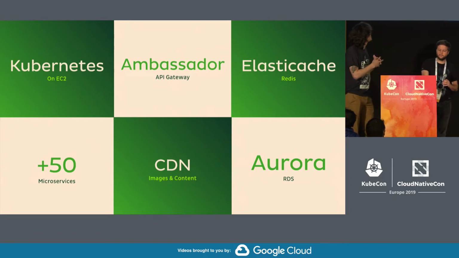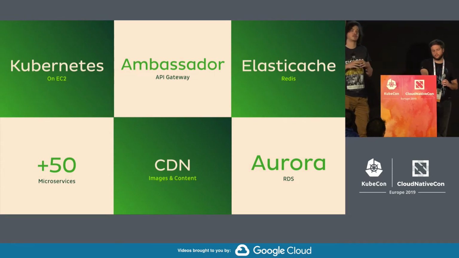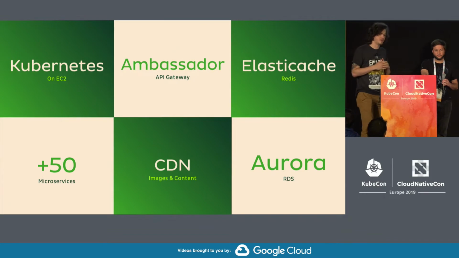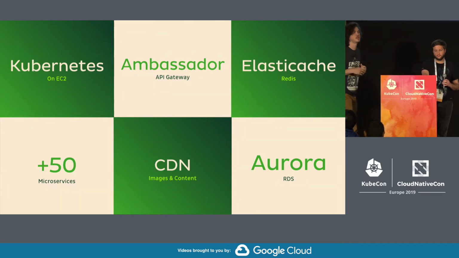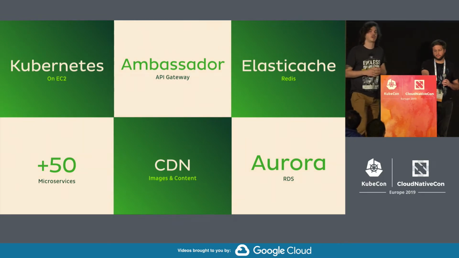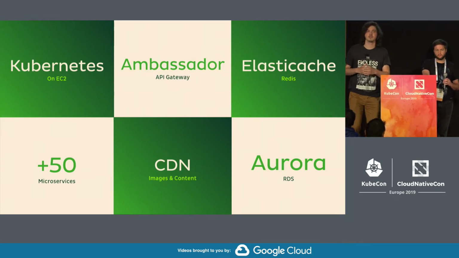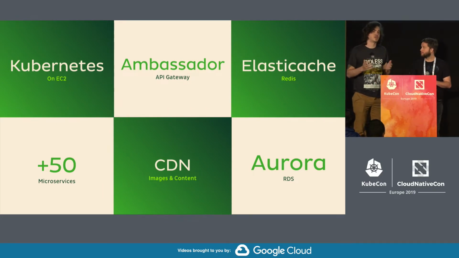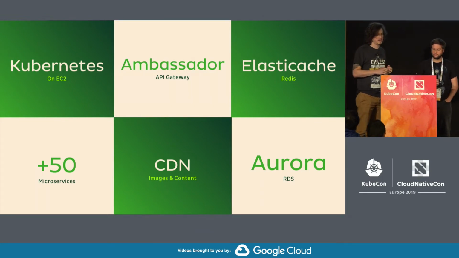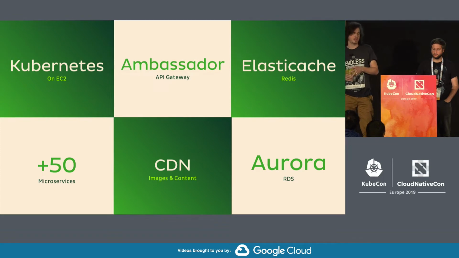Now we'll give a quick overview of our environment to make more sense when we start talking about the migration. We run Kubernetes over EC2 instances. We are running today over kops, but we are also trying EKS. We have more than 50 microservices in production. It's a small engineering team, around 30 to 40 engineers, and we have applications written mainly in Golang, but we also have applications in PHP, Node.js, Python, among other languages.